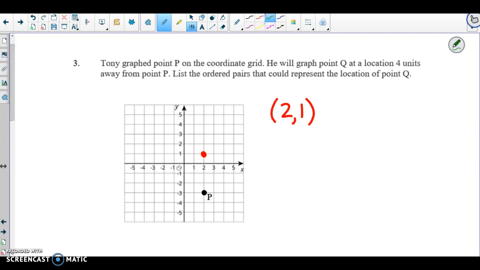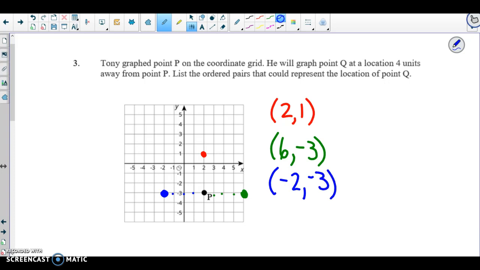Another possibility, I could go 4 to the right. 1, 2, 3, 4, which would be right here. And where am I at there? Well, I'm at 6, as I went to the right 6, and I went down 1, 2, 3, so -3. Another possibility would be 4 to the left. So 1, 2, 3, 4 right here. And so that means I'm at this point of -2 and down 3. So -2 to the left and down 3. And I don't want these points on there, so I'll go ahead and get those off.